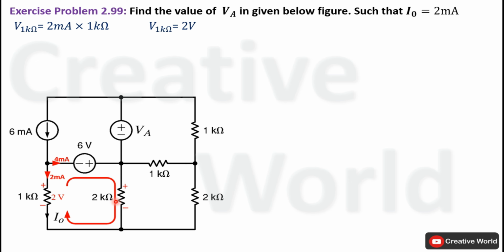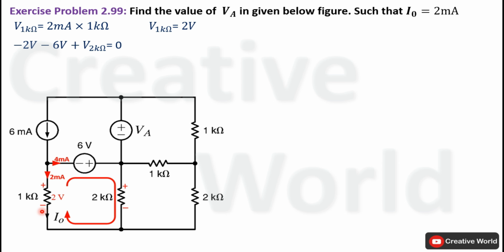Now in order to calculate the voltage across this 2 kilo ohm resistance, we will apply Kirchhoff's voltage law inside this closed loop. For that purpose, I am assuming the direction of current in clockwise direction, and according to this assumed direction of current, the polarity notation across this 2 kilo ohm resistance is marked. Start writing the KVL equation for this closed loop.